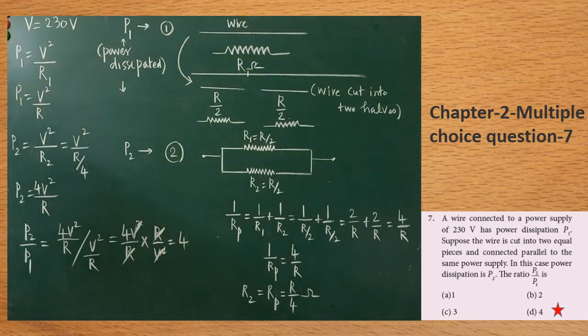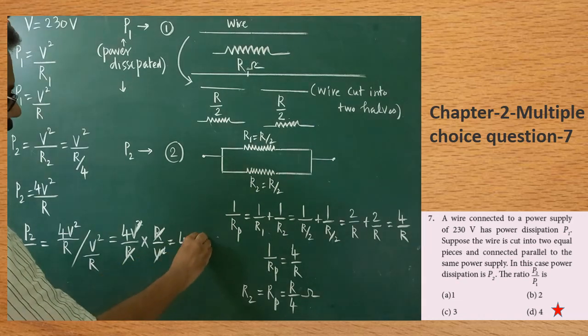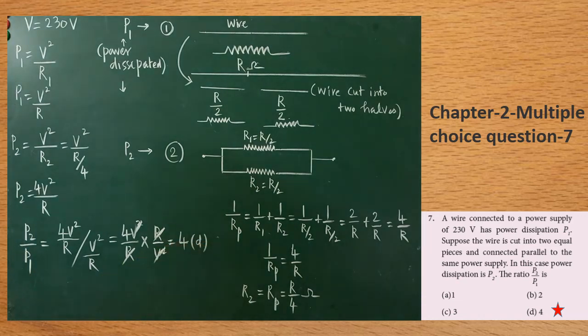4. Now we'll see which one is the correct answer as per the book option. The 7th one is D. 4 is the answer for this particular problem. Option is D. Okay.